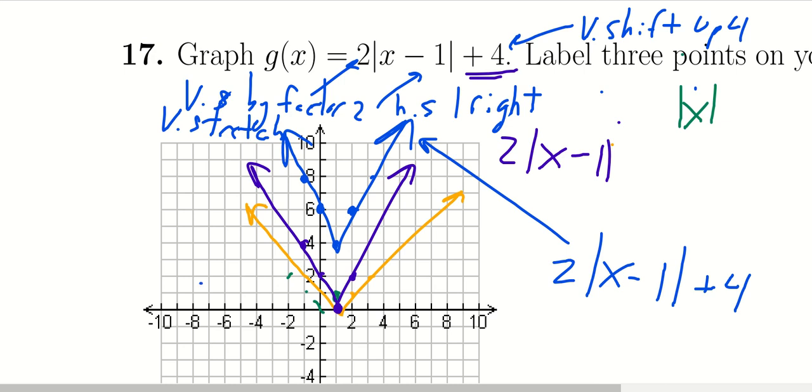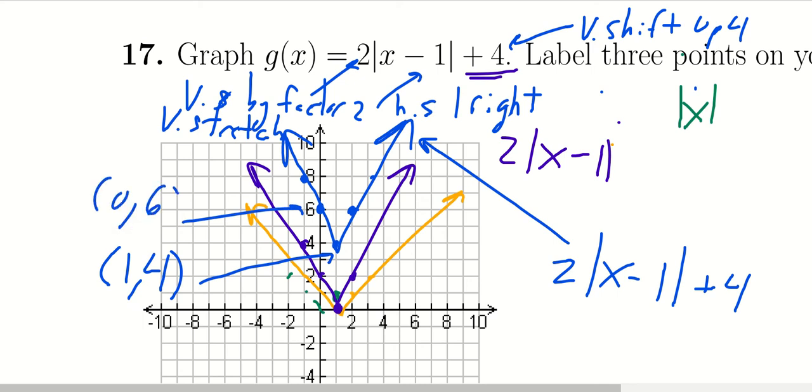Okay, we do want to label some points on this, and every point that you want to label in the absolute value graph will always include the vertex. This vertex is now going to appear at (1, 4). A couple other points we would have would be (0, 6), and then we also have a point over here at (2, 6).